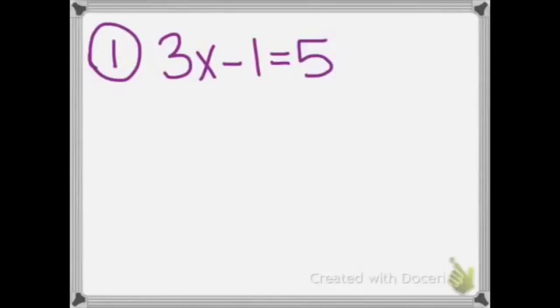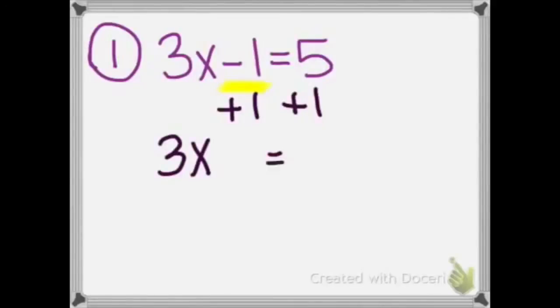Okay, number 1 corresponds to example 1. So on example 1, we chose to add or subtract the term without the variable, the negative 1. The opposite of negative 1 is positive 1. So I'm going to add 1 to both sides of the equation. 3x plus 0 equals 6.